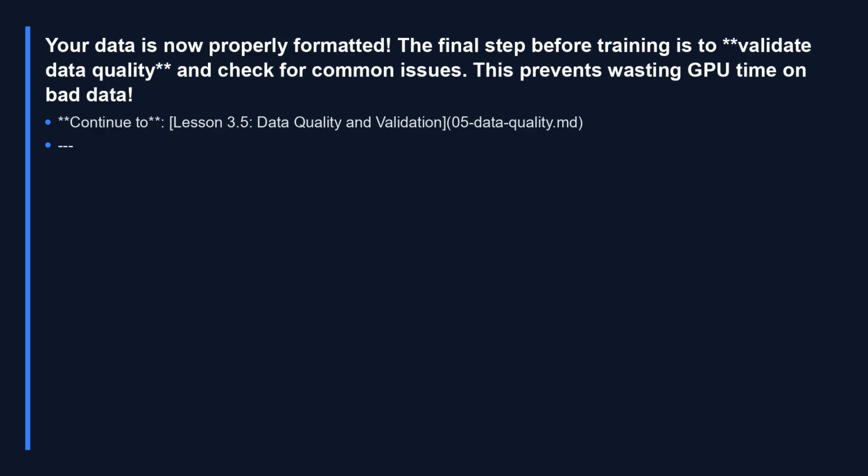What's next? Your data is now properly formatted for your model. The final step before training is validating data quality, checking for duplicates, length outliers, malformed examples, and other issues that waste GPU time without improving the model. That's exactly what lesson 3.5 covers. Don't skip it. Bad data with a correct template still produces a bad model.